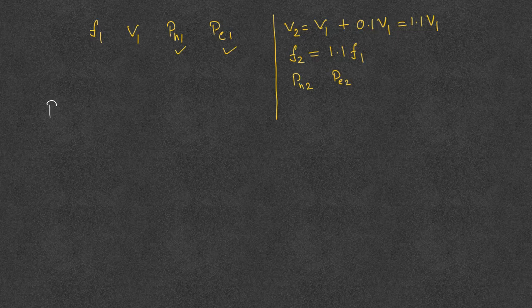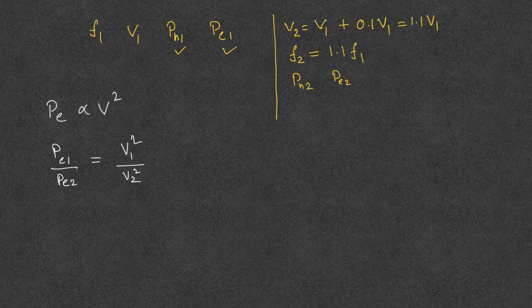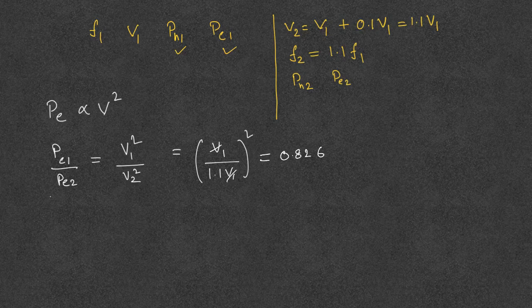Next we will see the eddy current losses PE. We know that PE is proportional to the square of voltage. It is independent of the frequency. So PE1 by PE2 will be equal to V1 square by V2 square, which will be equal to V1 by 1.1 V1 whole square. V1 will get cancelled. If you calculate this, you will get 0.826. So PE1 by PE2 is equal to 0.826.